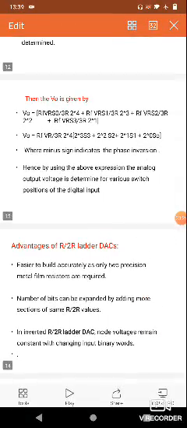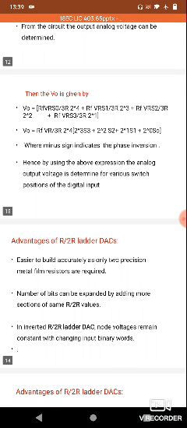By using Thevenin's theorem, V naught is calculated. V naught is equal to RF into VR S naught by 3 power 4 into 2 power 4, plus RF into VR S1 by 3R into 2 cube, plus RF into VR S2 by 3R into 2 square, plus RF into VR S3 by 3R into 2 power 1. Then we take the common terms.